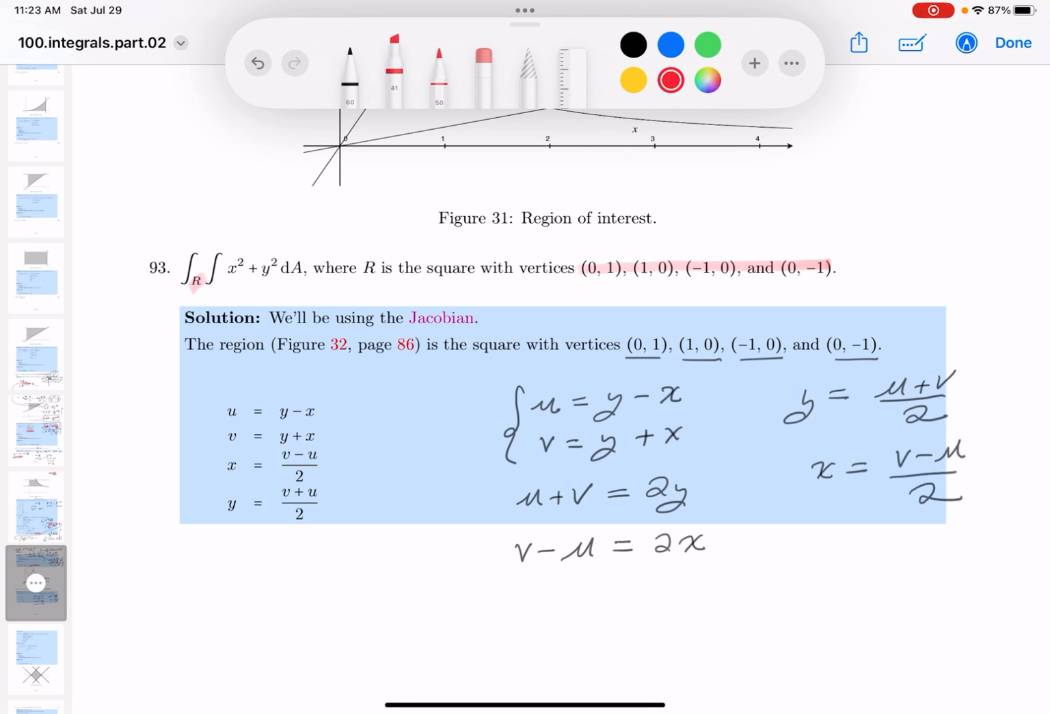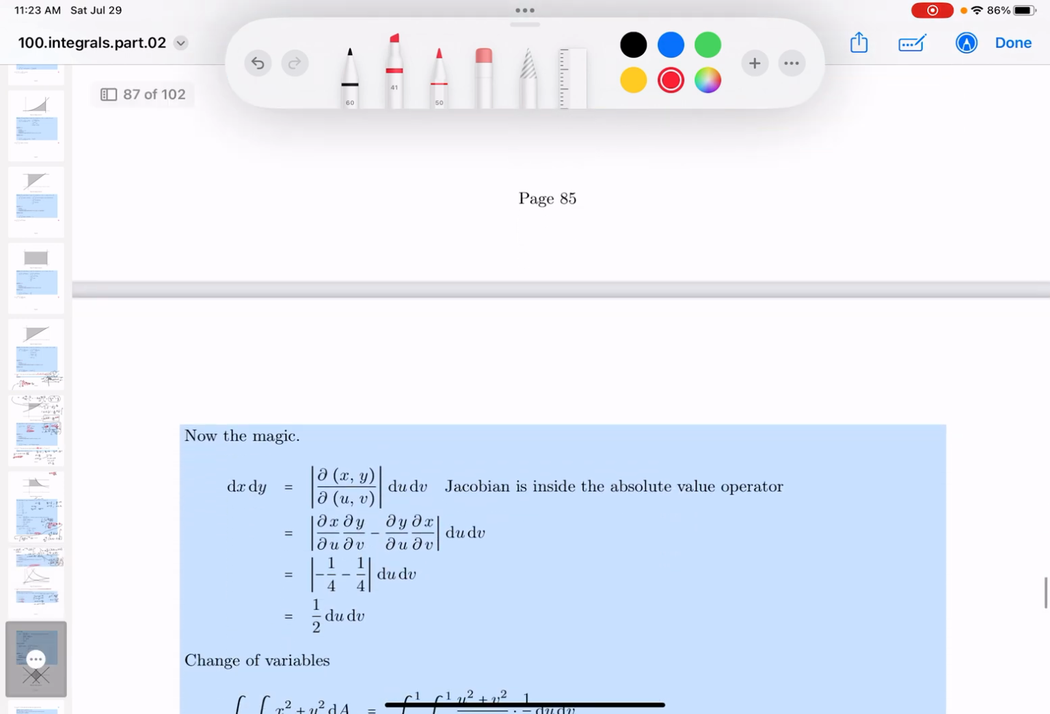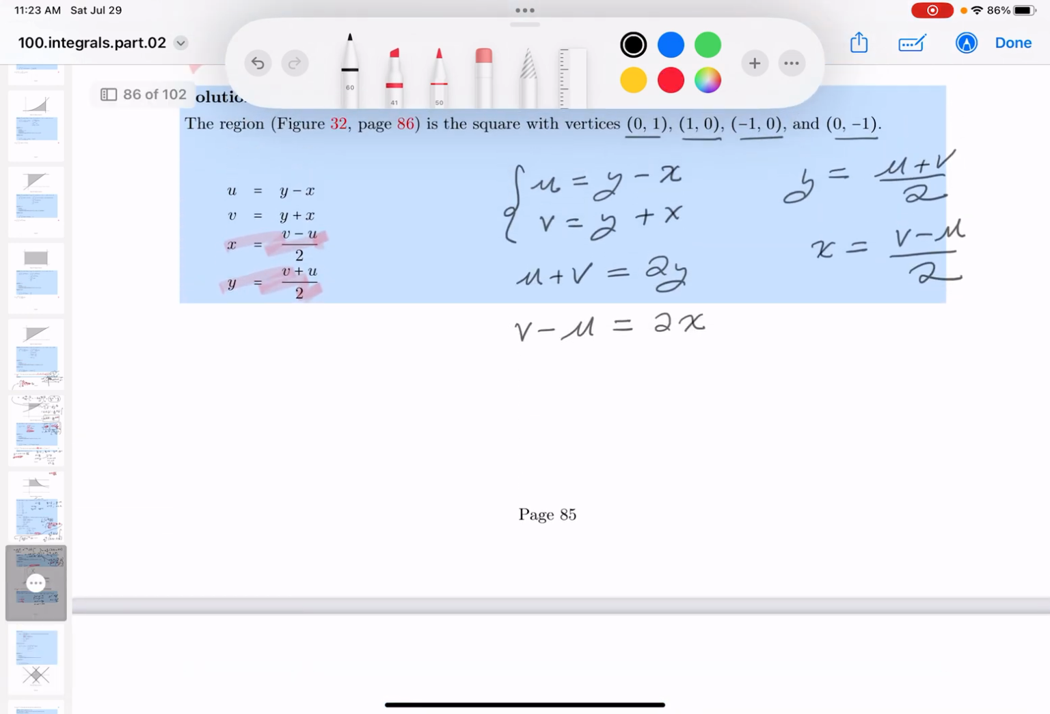Let me show you where this is written. We got the y, u plus v over 2, and we got the x, v minus u over 2. Let's go for the Jacobian, and we'll do that. Let's point out what we're looking to do over here. We're looking to do the partial of x with respect to u. Let's write that down. Okay, we're differentiating x equals v minus u over 2 with respect to u. So what are you going to get? v's a constant, so you're going to get minus 1/2.